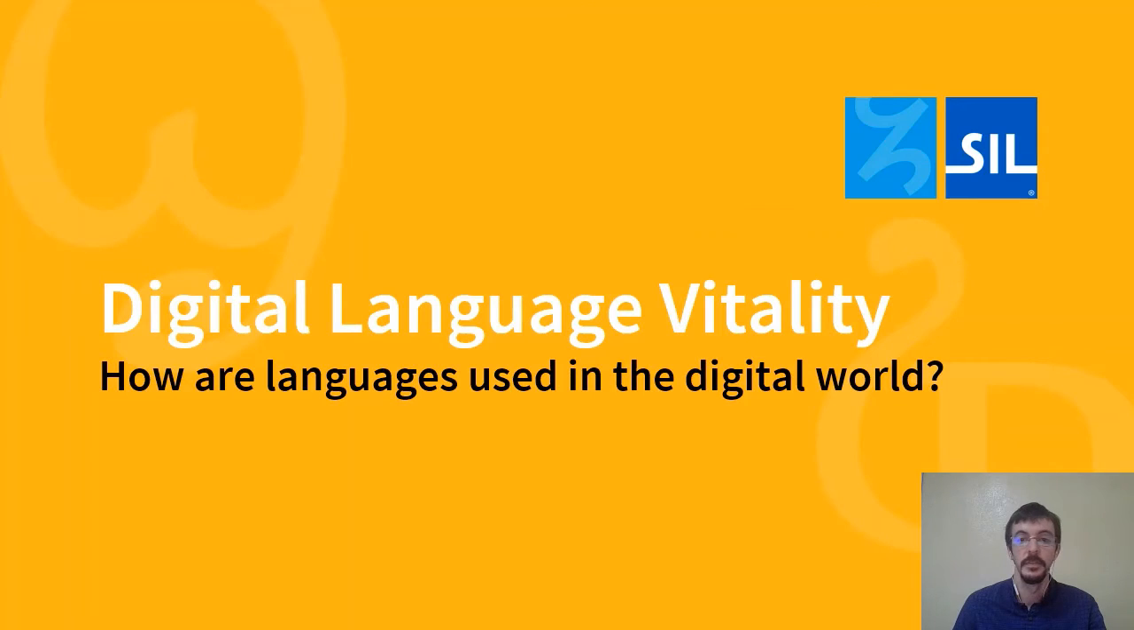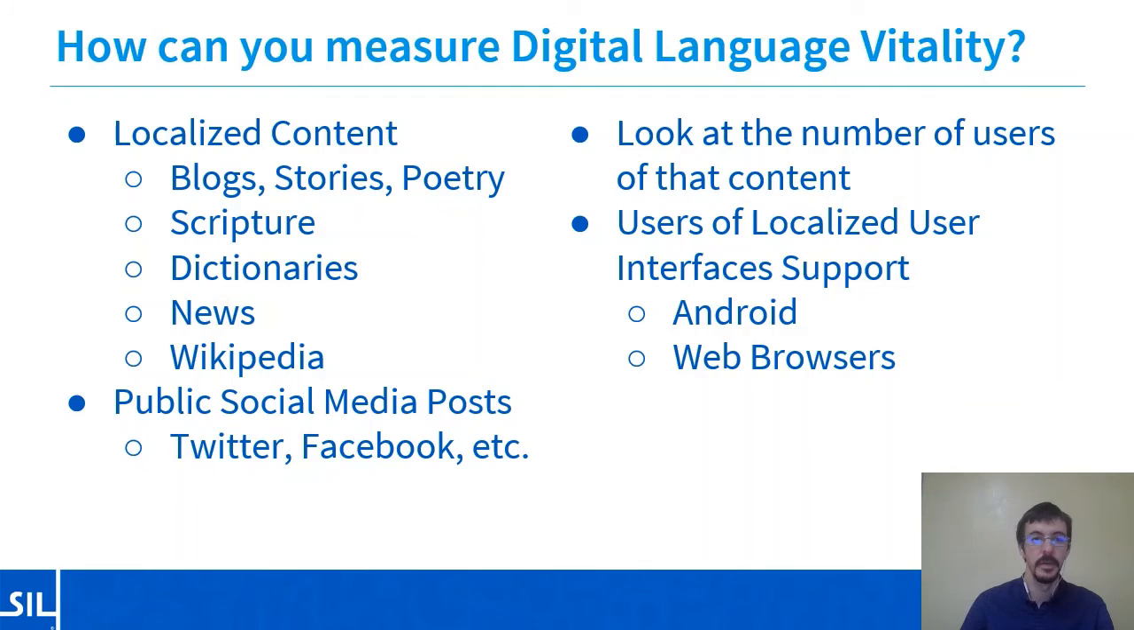Digital language vitality. How are languages actually used in the digital world? So how can one measure digital language vitality? The first part is to look for localized content. So looking for blogs, stories, poetry, scripture, dictionaries, news, Wikipedia. Also, we can look for public social media posts, such as on Twitter or Facebook. Once you've found that content, you can also look at the number of users of that content, and also the number of users that are using local interfaces such as Android or web browsers.